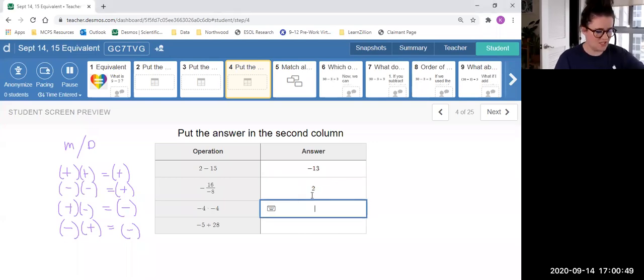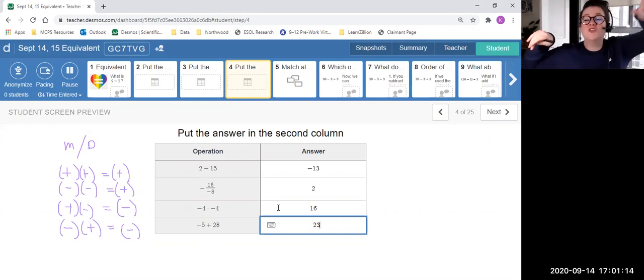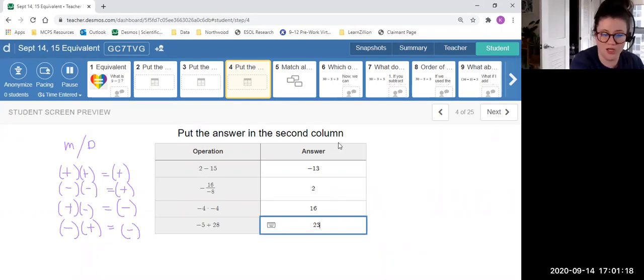So a negative times a negative is a positive. 4 times 4 is 16. And finally, we have a negative plus a positive, right? So different signs subtract. 28 minus 5 is 23. I'm going to use the sign of the bigger number. Which number is further from 0? That's really what it is. Which number is further from 0? Well, the 28 is further from 0. That's the positive one, so that's why it's a positive 23.